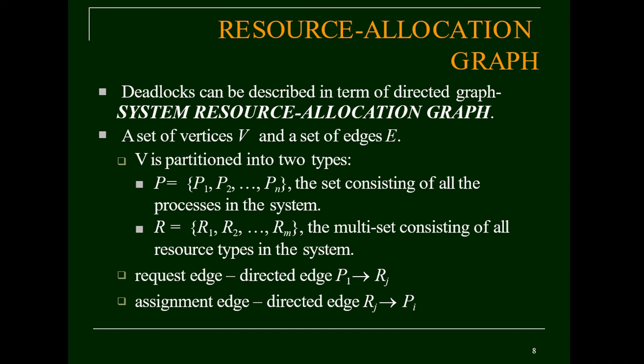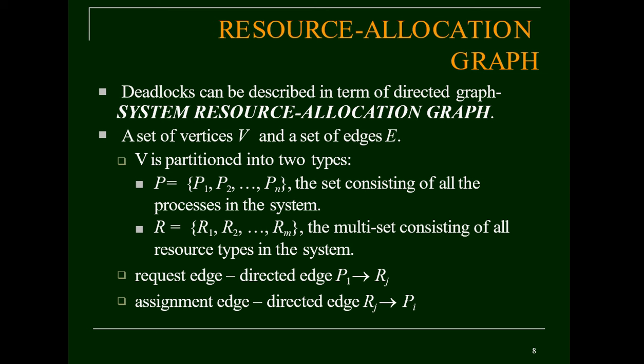Now, the resource allocation graph. Deadlocks can be described in terms of a directed graph, that is, the system resource allocation graph. In this graph, we have a set of vertices which is denoted by V and a set of edges which is denoted by E. Then P equals P1, P2 up to Pn, these are the processes in the system. And R, which is R1, R2 up to Rm, these are the resource types in the system.